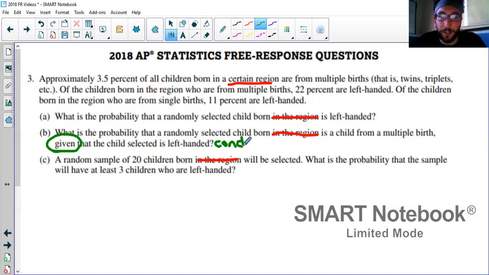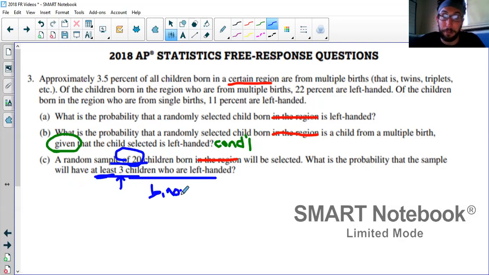And then in C, notice we're given a sample size. We want the probability that the sample will have at least 3 children who are left-handed. So we're given an N. We're given a number of successes here. We've got an at least or at most question. So hopefully we're recognizing that this is some type of binomial probability. So those are some of the things that maybe are floating around in our heads.